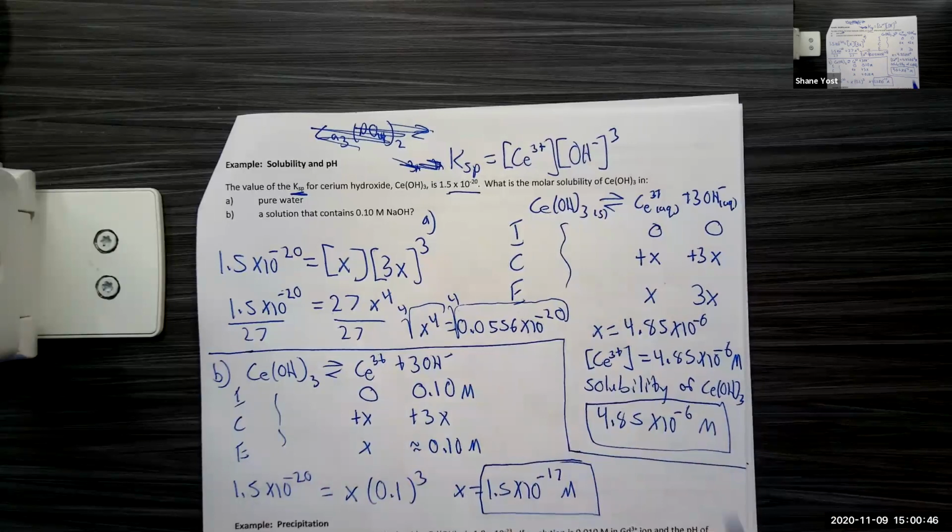And so comparing a pure solution of water and a 0.1 molar solution of sodium hydroxide, that solubility has significantly decreased, because you already have some of the product in solution. So for this equilibrium to be established, you're going to end up having a very small concentration of cesium. You're going to have very little of that left.